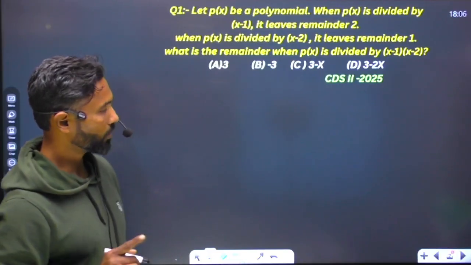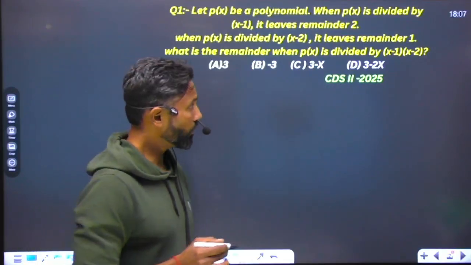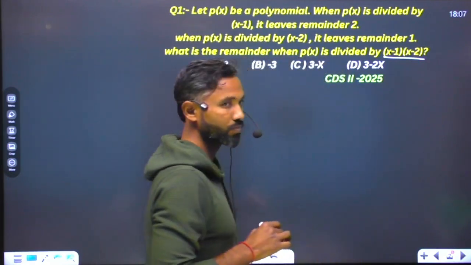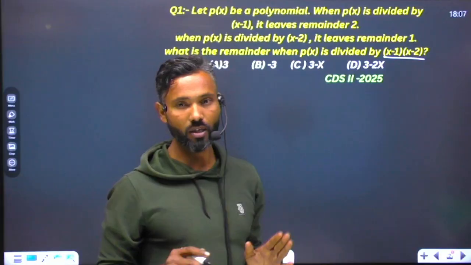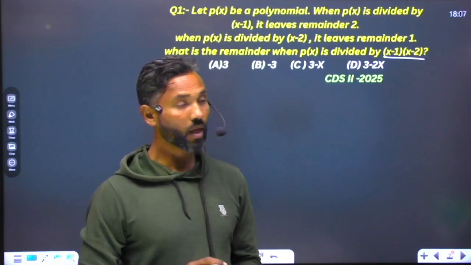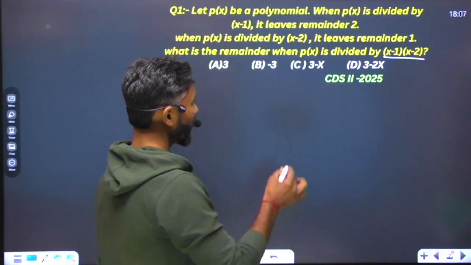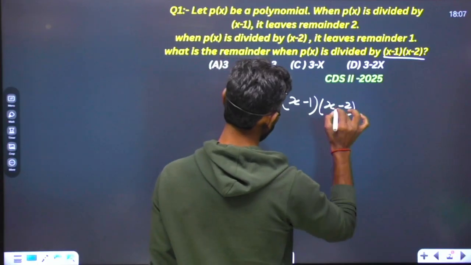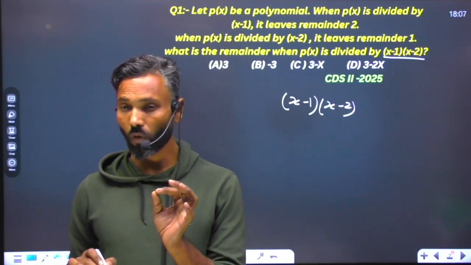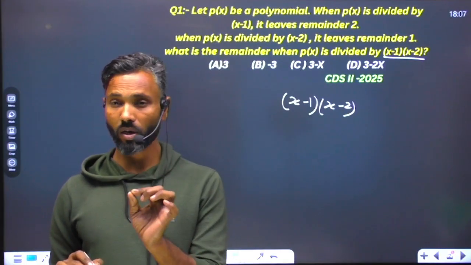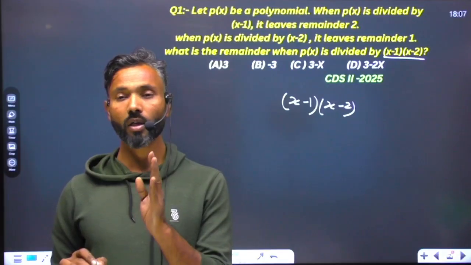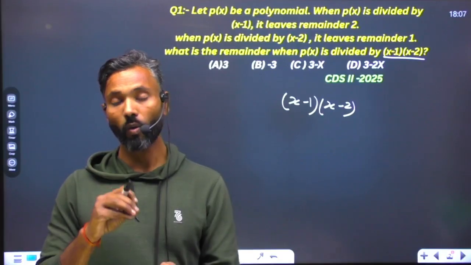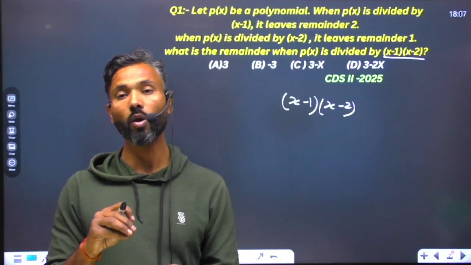The question is interesting, but I wanted to tell you one thing here. When we are dividing the polynomial p(x) by (x minus 1)(x minus 2), this is the divisor, and it will be a quadratic divisor. Always remember one thing: when the divisor is quadratic, the remainder may be linear. When the divisor is cubic, the remainder may be quadratic. When the divisor is linear, the remainder may be a constant polynomial.